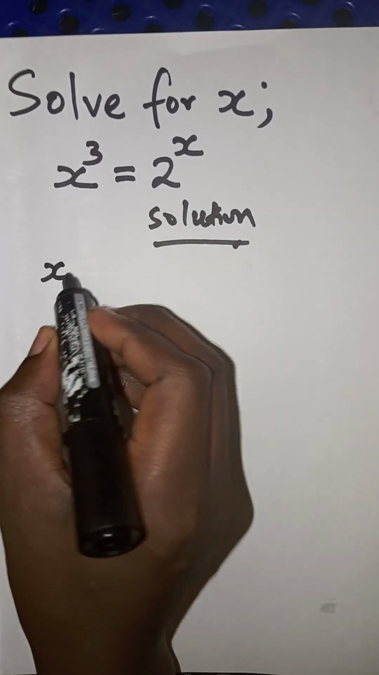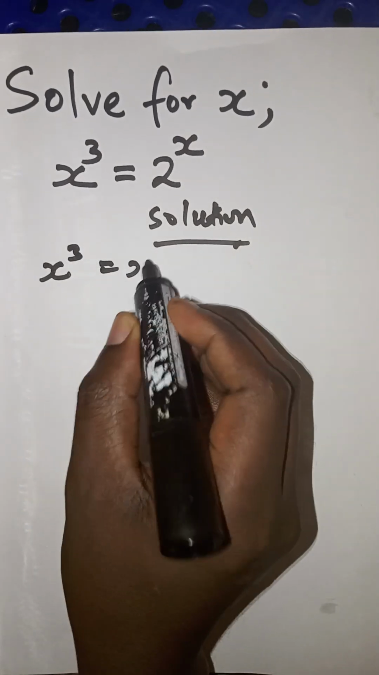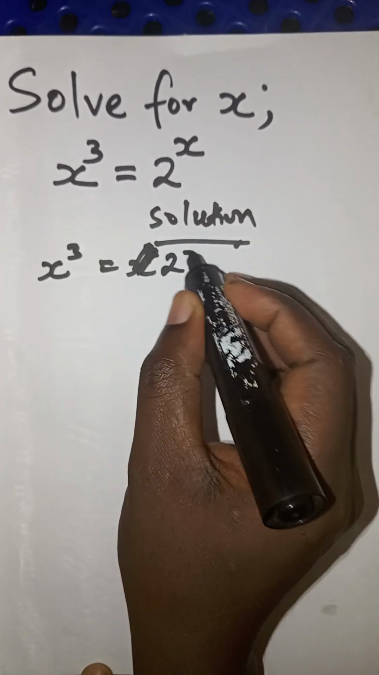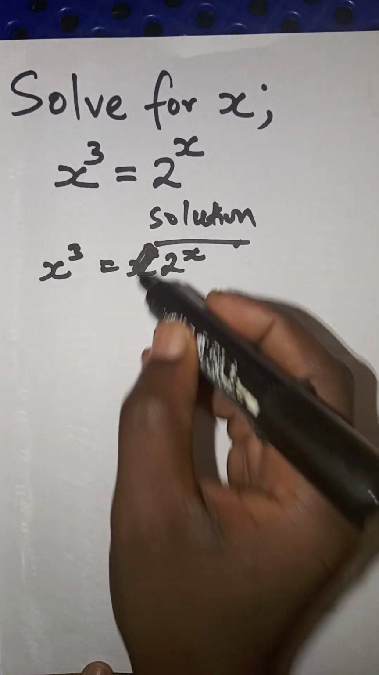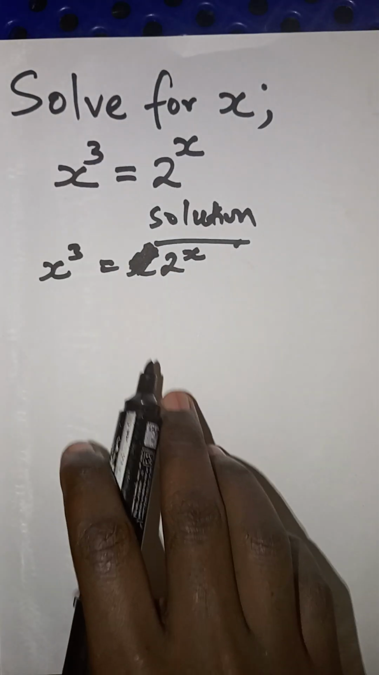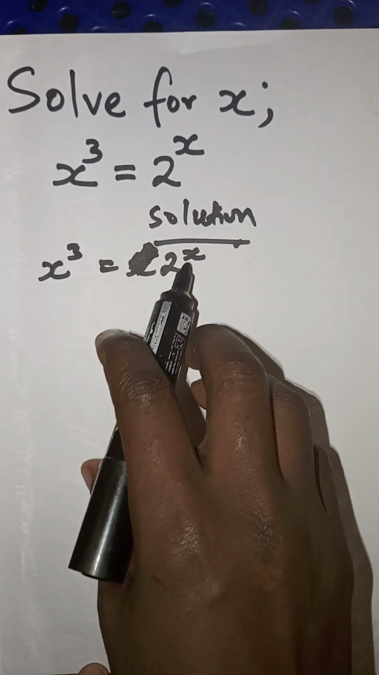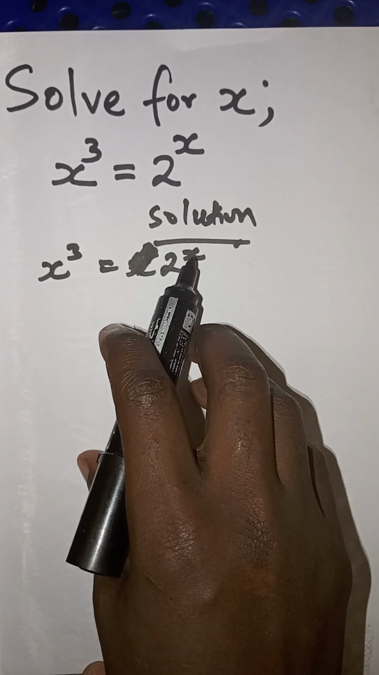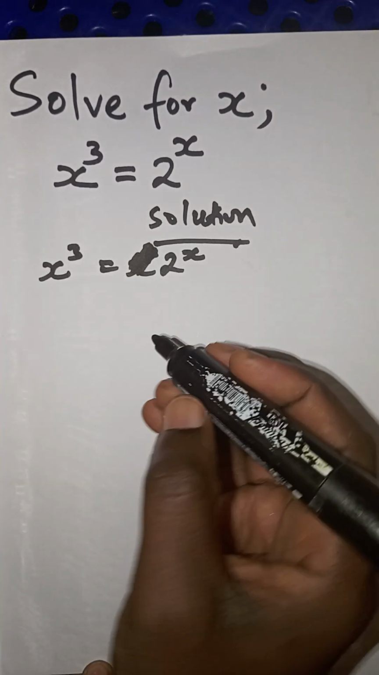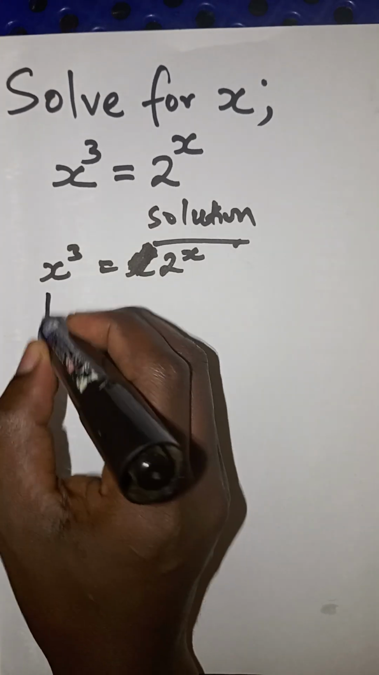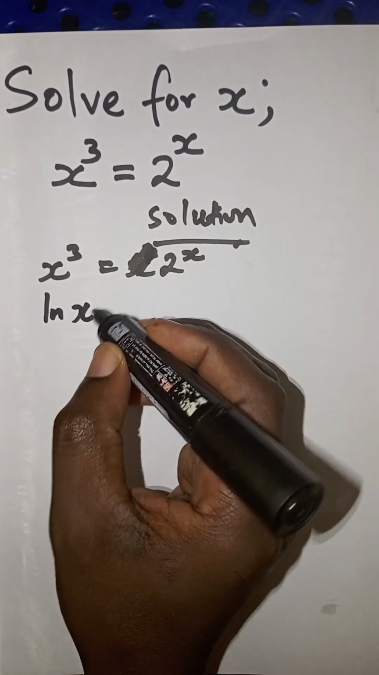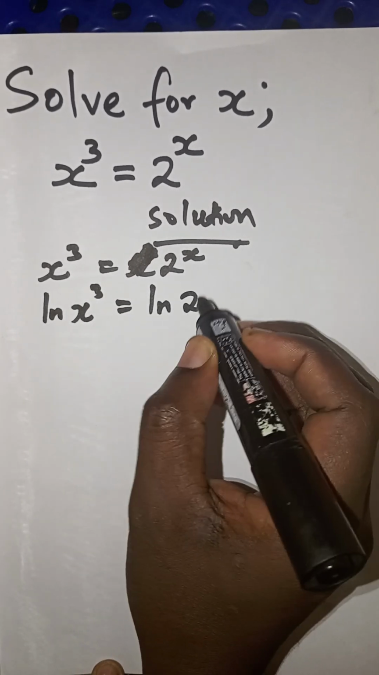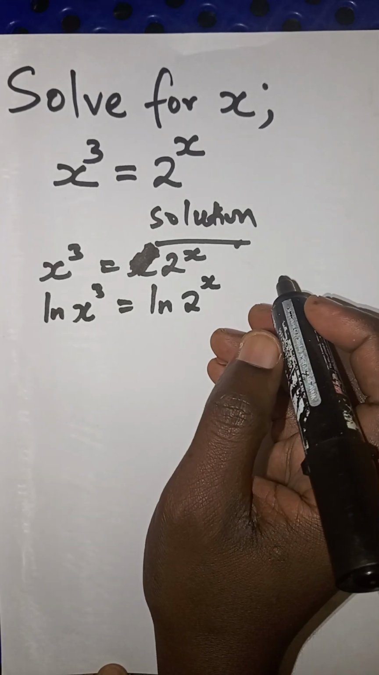I know that whenever I have x cubed is equal to 2 raised to x, then the first approach that I'm going to use, since the power is unknown at this particular point, is to introduce the natural log on both sides, so that I have the natural log of x cubed is equal to the natural log of 2 raised to x.